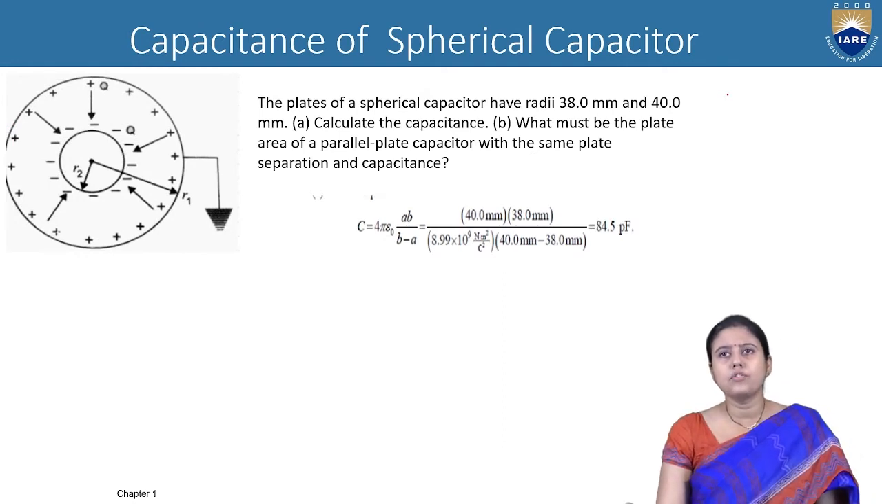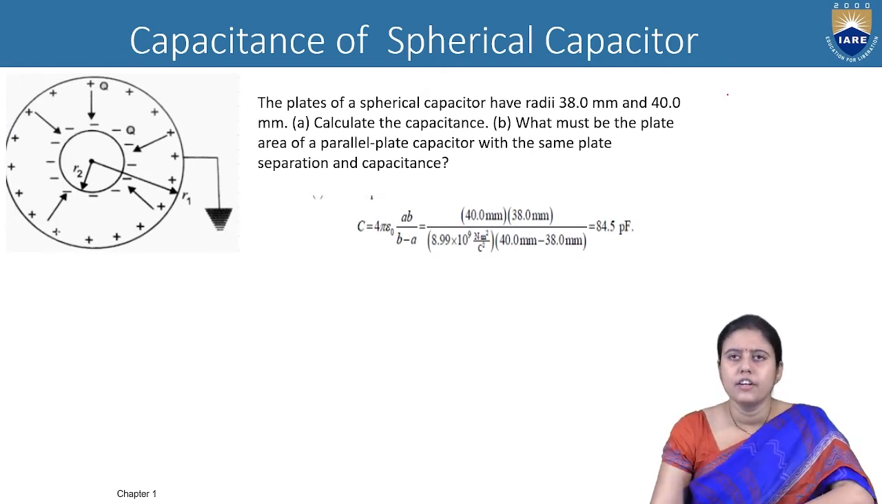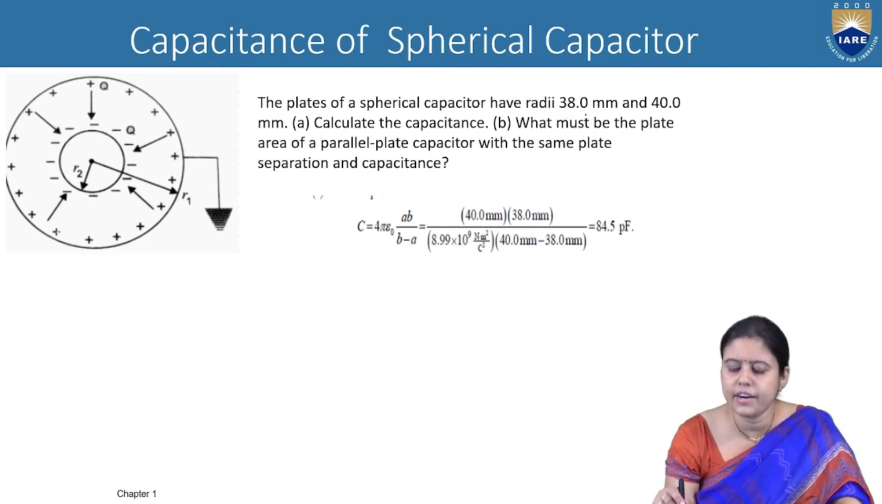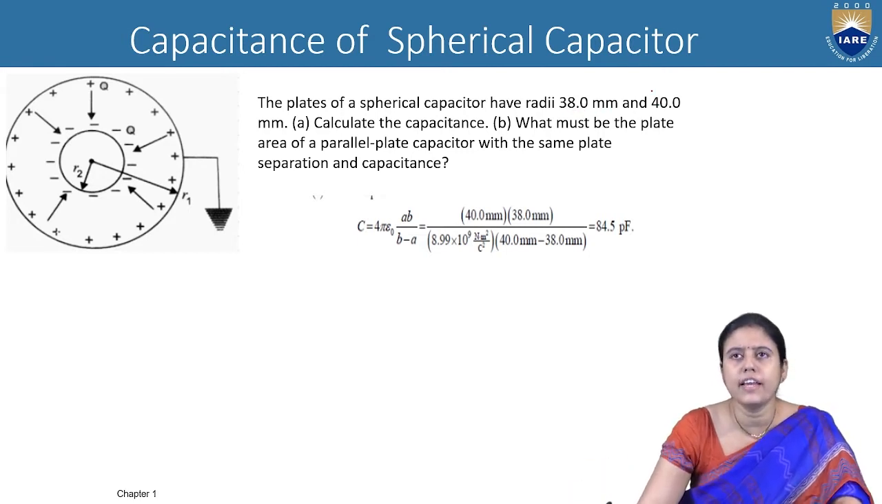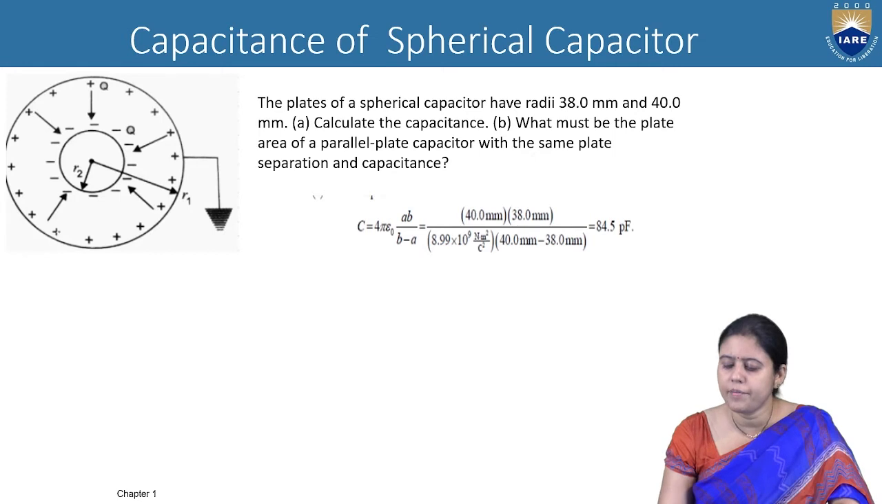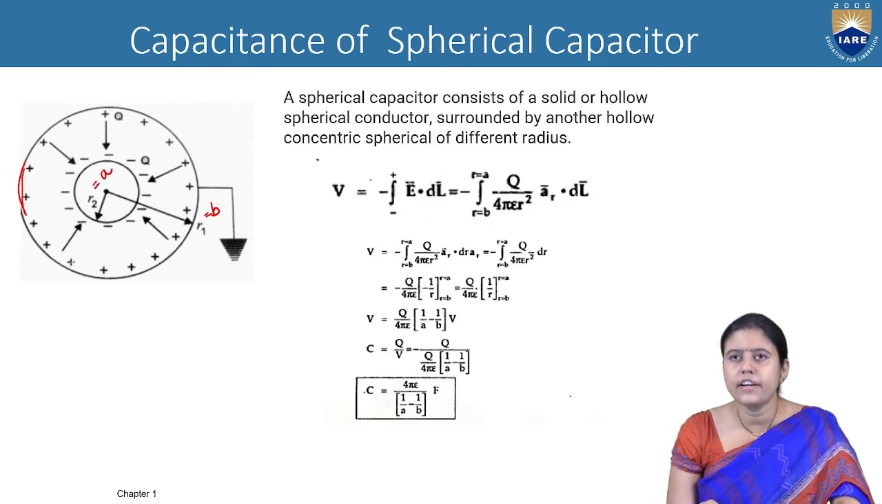So let's do a small problem like before. The plates of the capacitor have radii 38 mm and 40 mm. Calculate the capacitance. This is the first part. We already have the formula.